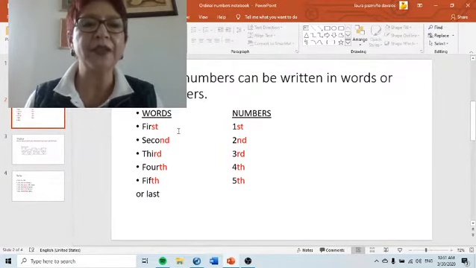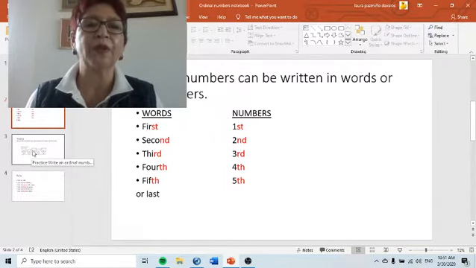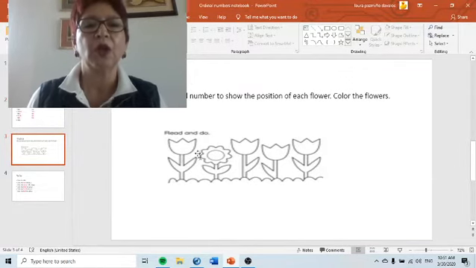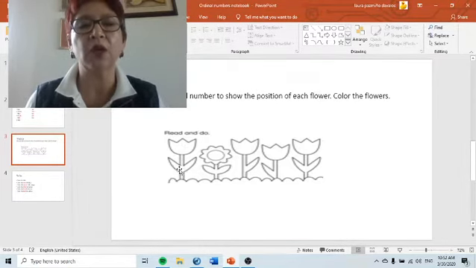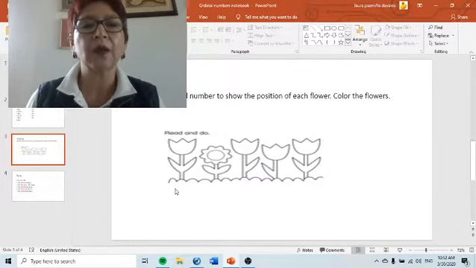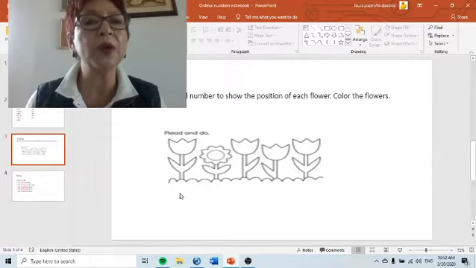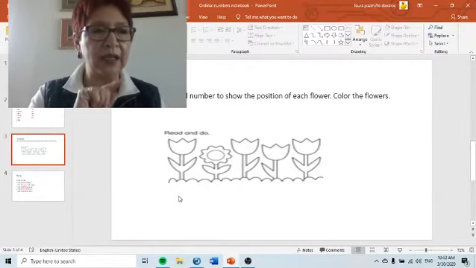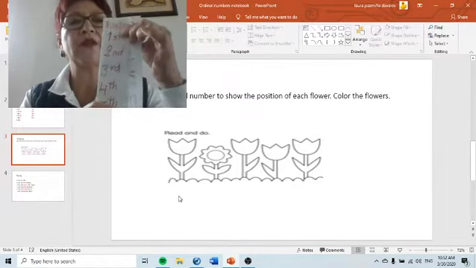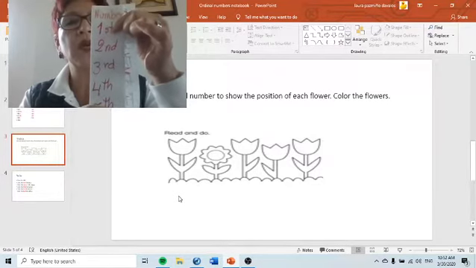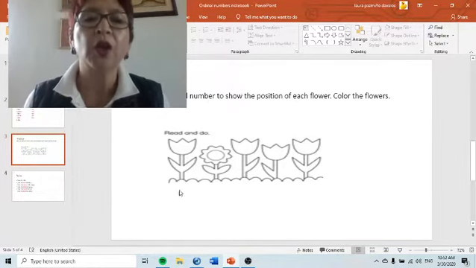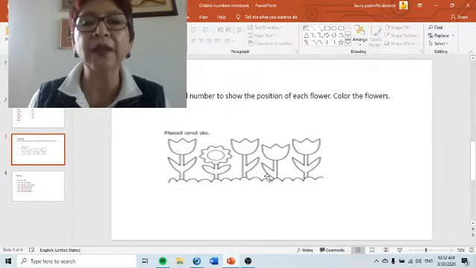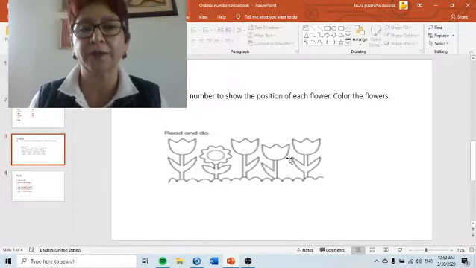Good. Now, after this, I would like you to do some practice. What do you need to do? You are going to write an ordinal number, not a word, a number, under each flower. For instance, this one, which number are you going to write? The number is going to be first, 1 and ST. First, you're going to write the number. And the second flower, and then the third flower and the fourth. When you finish writing the number, you color the flowers, okay?